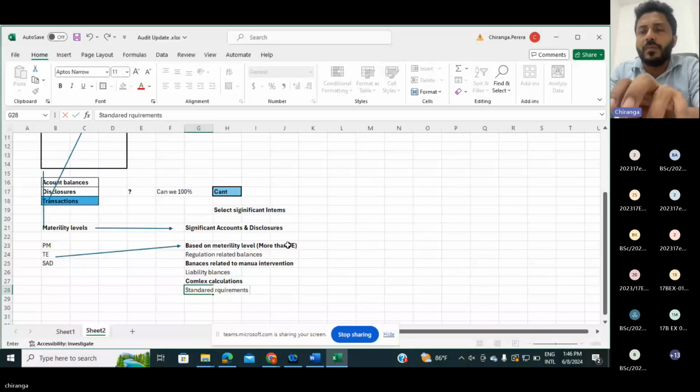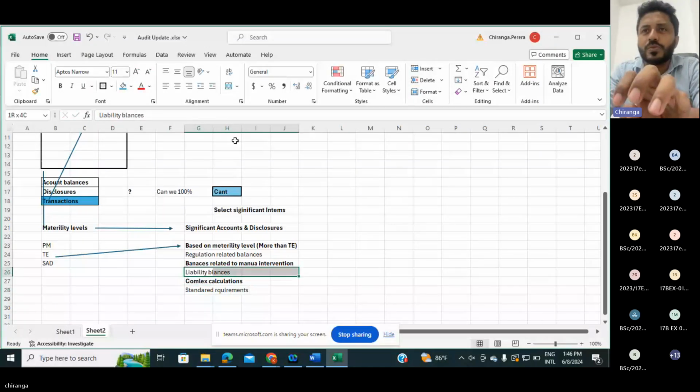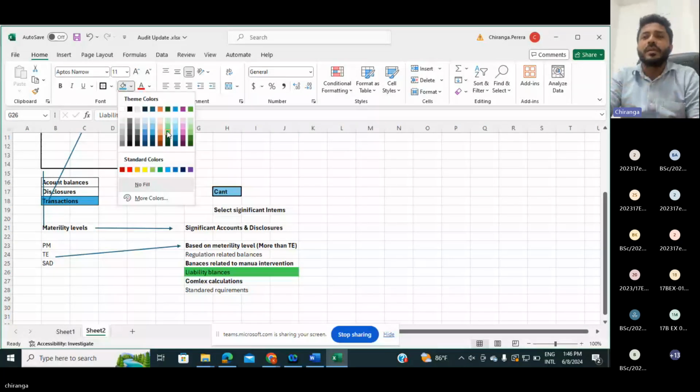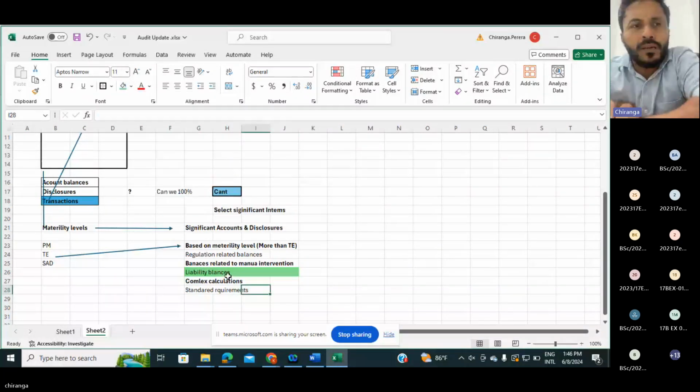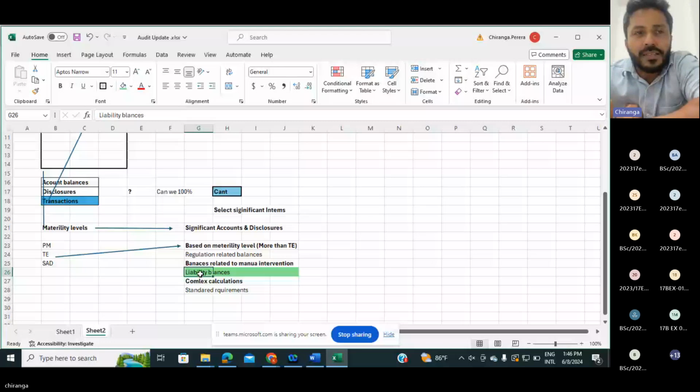Right? So what is this liability balances? What does it mean to you? In a balance sheet, we have two risks: understatement risk and overstatement risk. For assets, we have overstatement risk, with management trying to show more assets in the company. But for liabilities, we have understatement risk. So they are trying to understate liabilities, right?